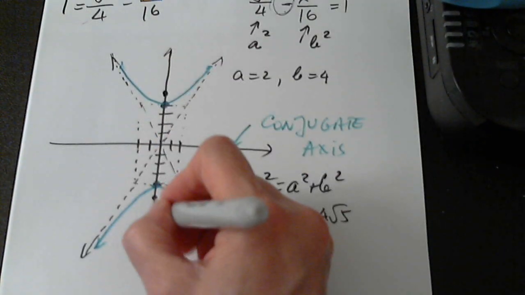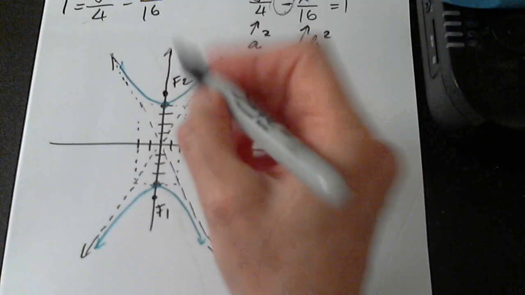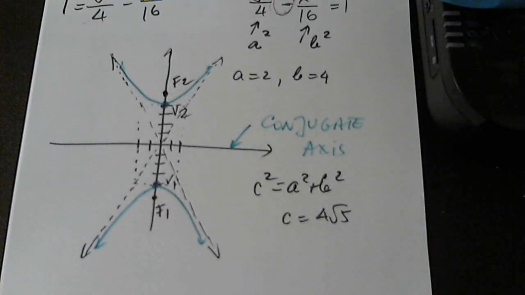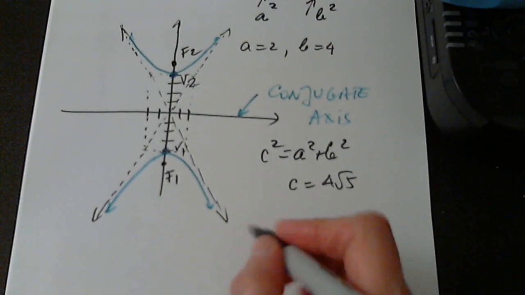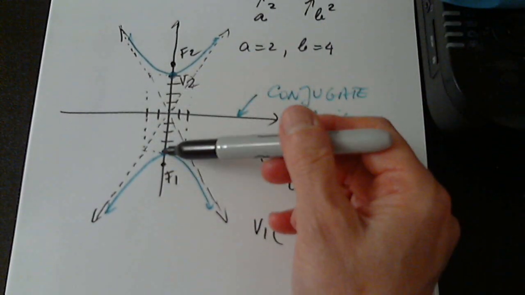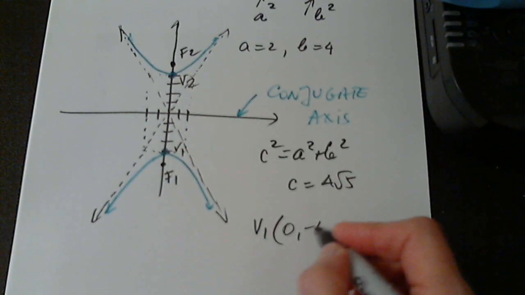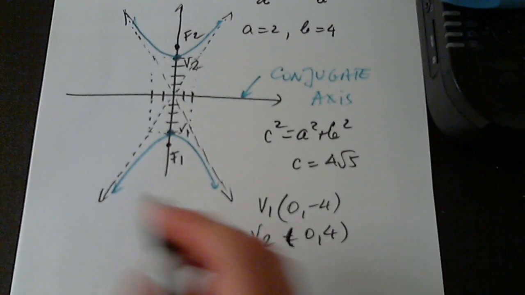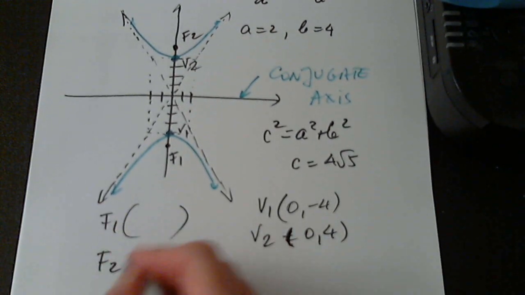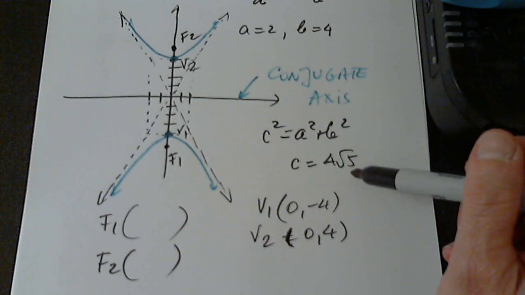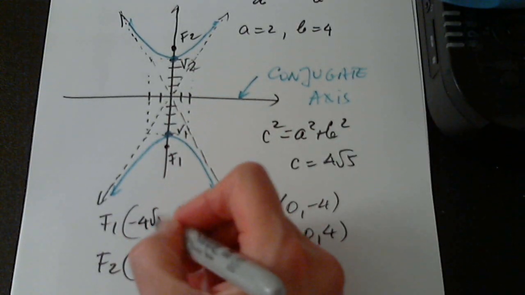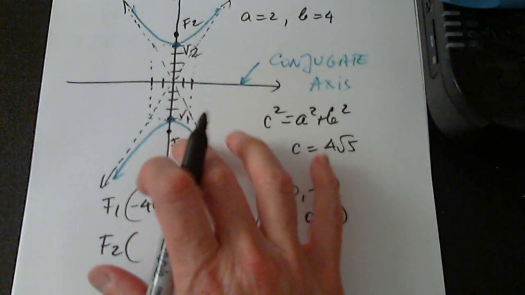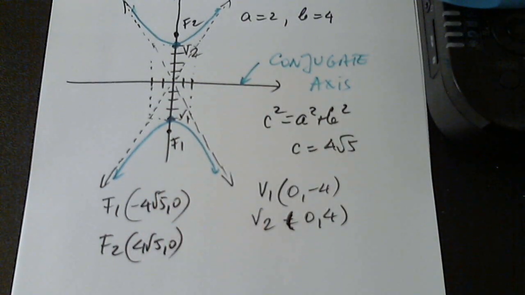So this is F1 and this is F2. And this is V2 and this is V1. So V1 has coordinates -4, 0, and V2 has 4, 0, sorry. And F1 is -4 square root of 5 comma 0, and F2 is 4 square root of 5 comma 0. Any questions?